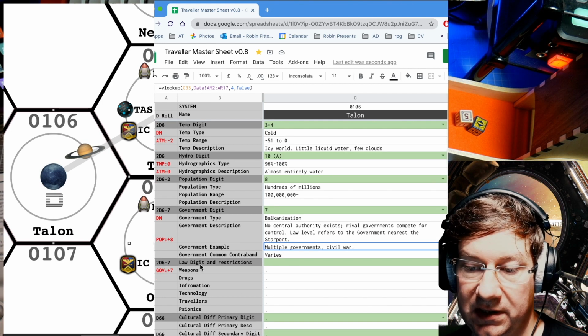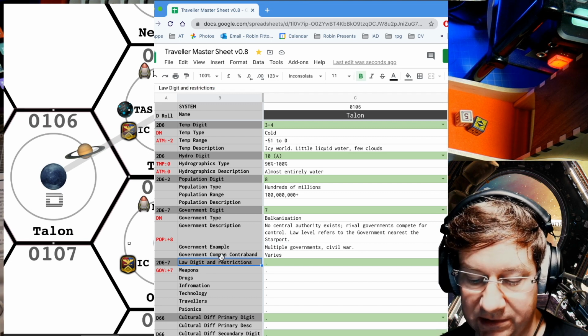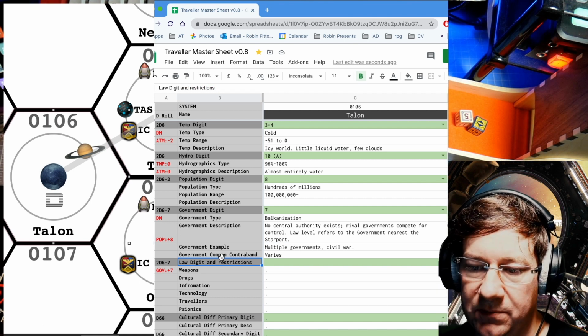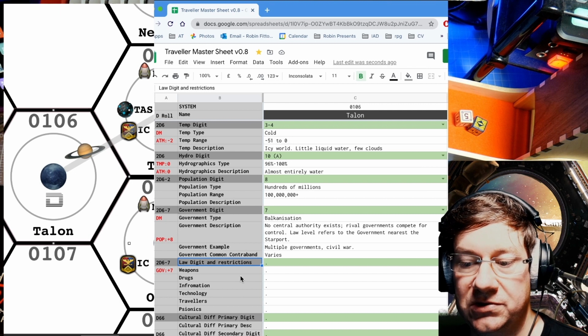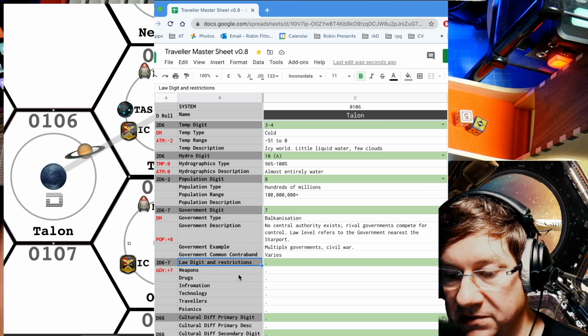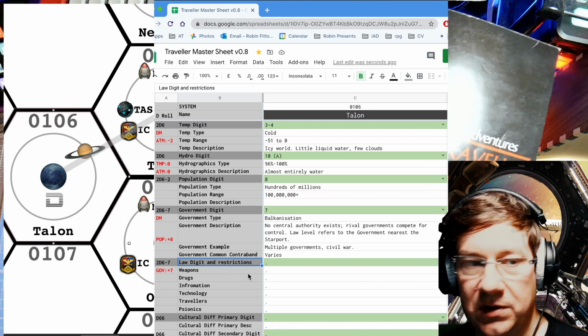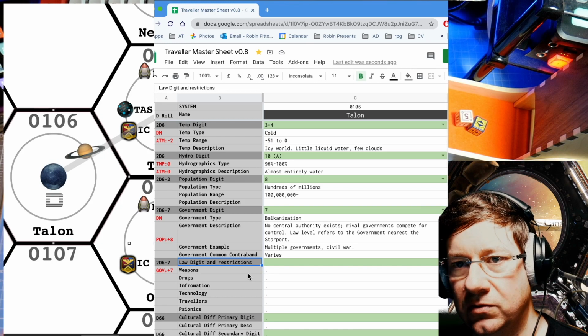So now we have law digit and restrictions. And this is an interesting one because, again, in the newer 2008 book, they break down the restrictions by technology type or system type or psionics information. In the older book, again, you only really have weapons in this older pamphlet style book. It's just a law for the weapons.